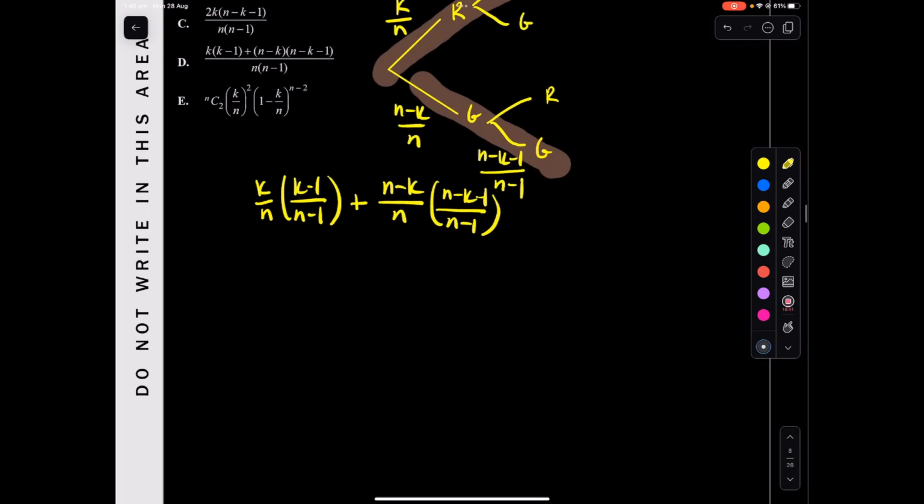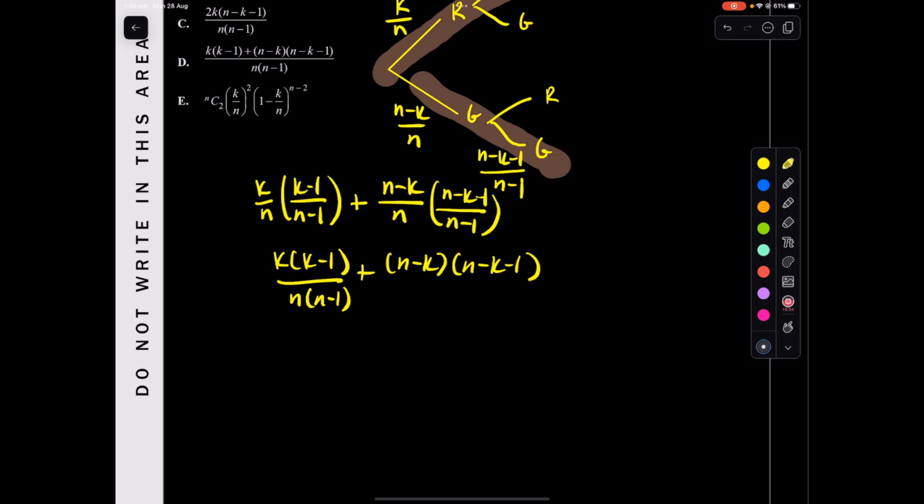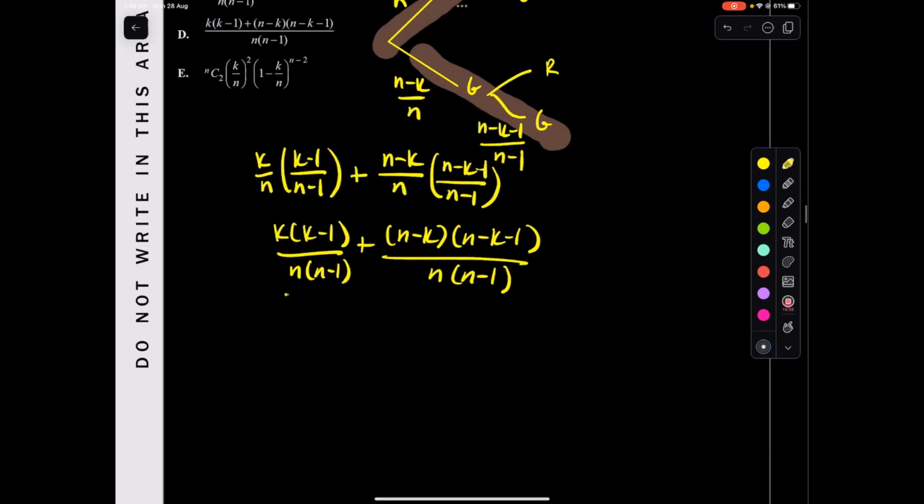Okay. So k minus 1 over n minus 1, plus n minus k minus 1 over n minus 1. Because these have the same denominators, we can just put them all together.